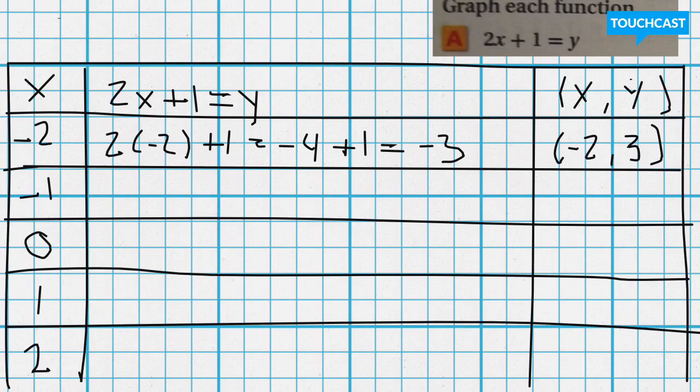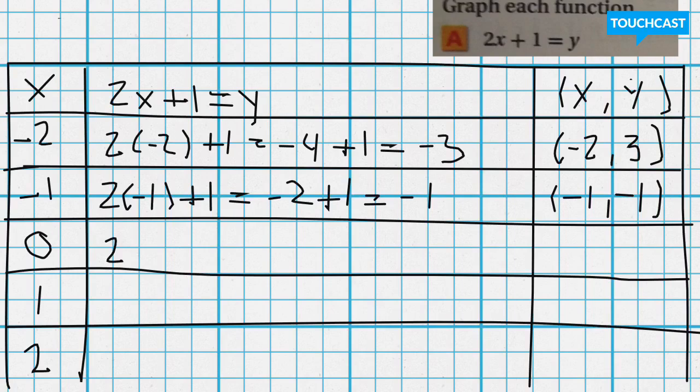Let's now use the negative 1. We're going to have 2 times negative 1 plus 1. So 2 times negative 1 is negative 2. And negative 2 plus 1 is going to give us negative 1. So our next ordered pair is negative 1, negative 1. Now with the 0, we've got 2 times 0 plus 1. 2 times 0 is 0. 0 plus 1 gives us an end result of 1. So our next ordered pair is 0, 1.